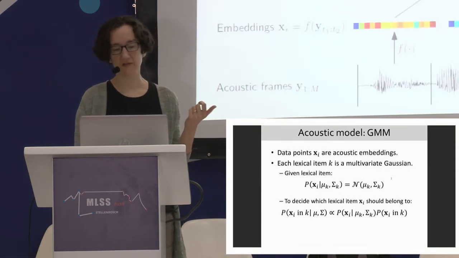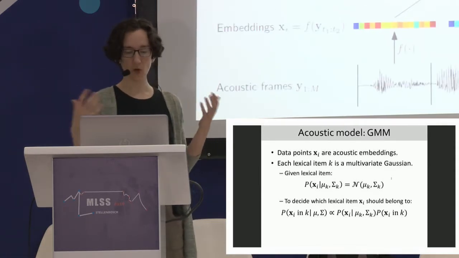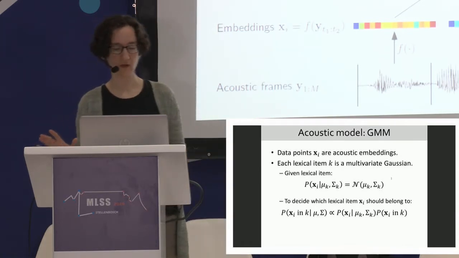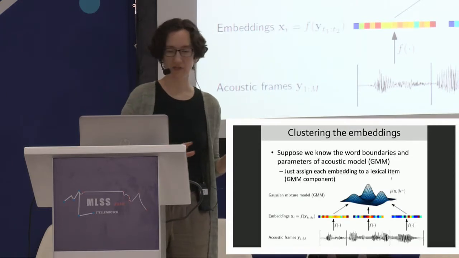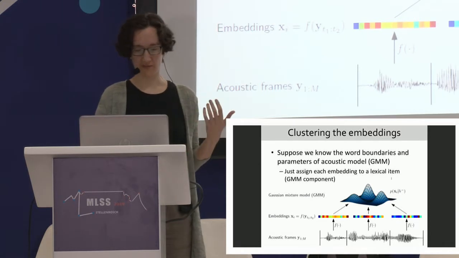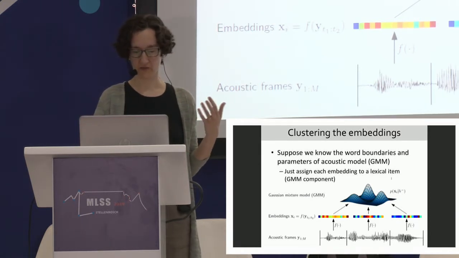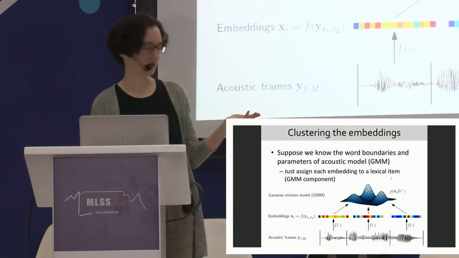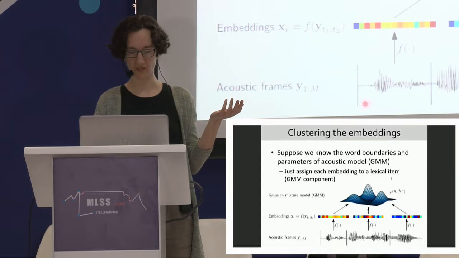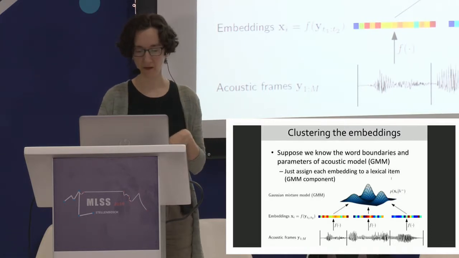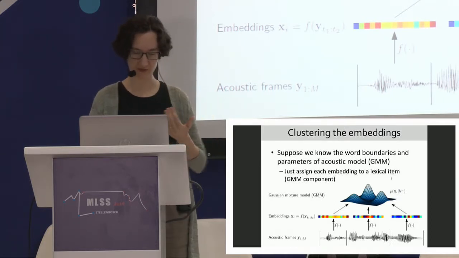What that means is that if we know the word boundaries, which of course we don't, but I'll get back to that in a minute, and if we know the parameters of the acoustic model, which again we don't, but I'll get back to that, then things are very simple. We could just assign each of the embeddings to some particular lexical item, some component of that GMM, according to the equations I just mentioned. We take our segments, map them to their embeddings, and then figure out which cluster each of those embeddings belongs to. Okay, so let's back off some of those assumptions.